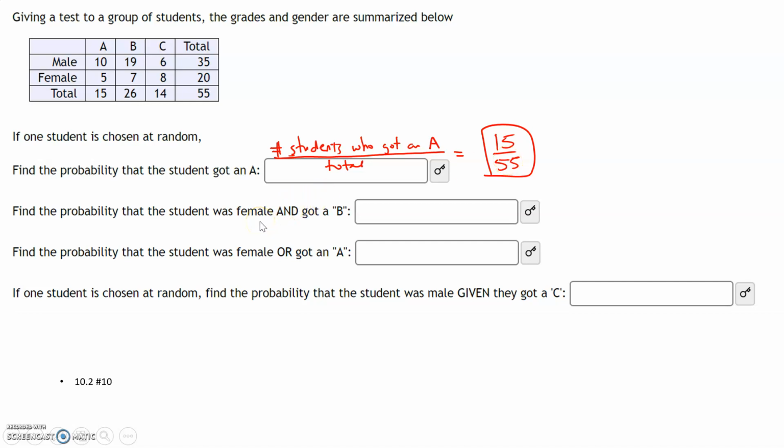Find the probability that the student was a female and got a B. Now the word and, it means intersection. So we're looking at the intersection of the students who are female and the students who got B's. So intersection, it means we're looking for the overlap, where they cross. And they cross right there in the middle, and that probability is going to be 7 out of 55.